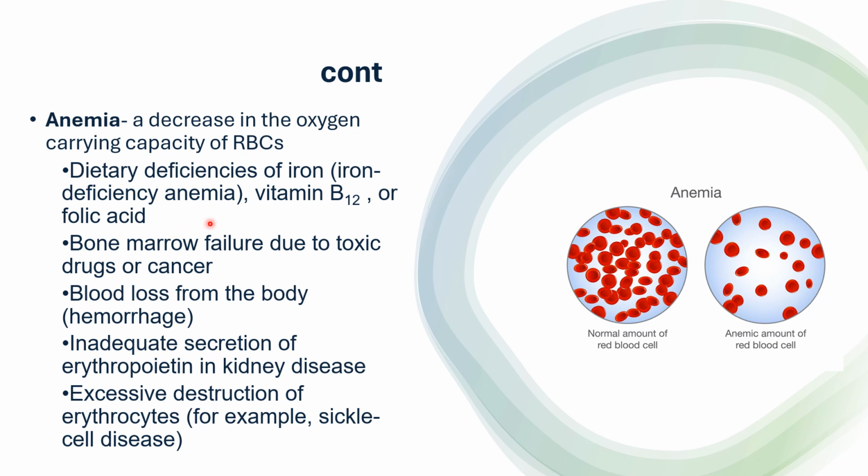So what are causes of anemia? Dietary deficiencies in iron, B12, or folic acid. That should ring a bell with you because all three of those things are necessary for making new red blood cells. So if you're not getting them in your diet, then you're not going to be able to make new ones, and you're going to have a low level of them.